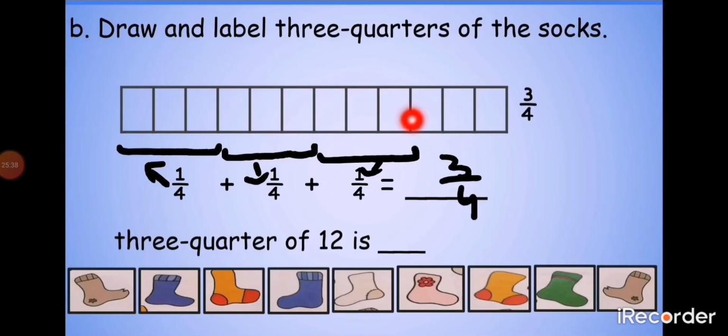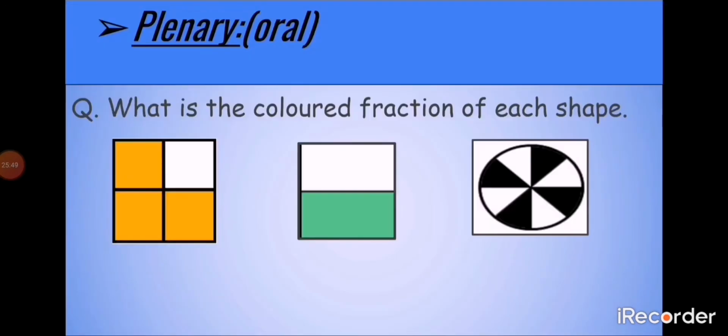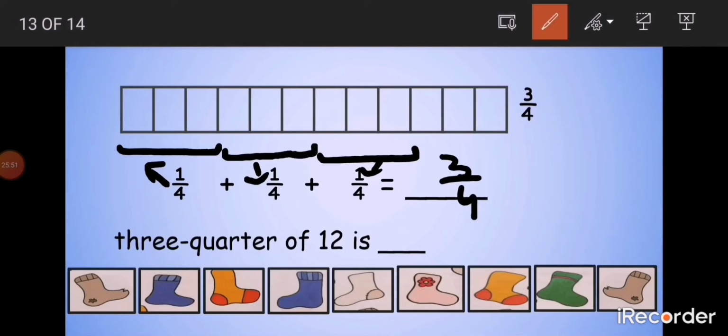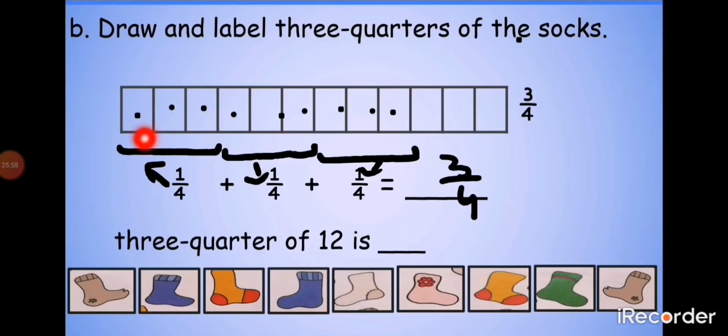1, 1, 1. So in 1 quarter there are 3 squares. Now in 2 quarters there are 4, 5, 6 squares. Now in 3 quarters 7, 8, 9. So in total there are 9 squares. You can count it in that way also. 1, 2, 3, 4, 5, 6, 7, 8, 9. I have marked the quarters till 9 because 3 is the quarter of 12.